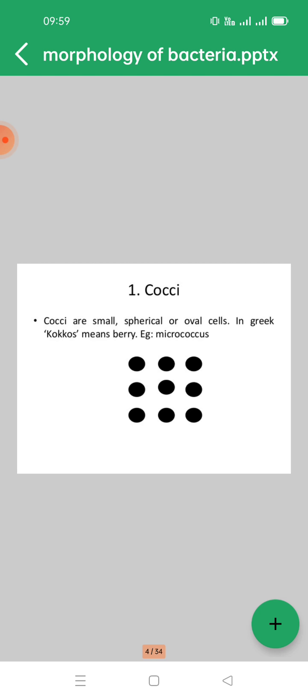So what does cocci look like? Cocci are small spherical or oval cells. In Greek, kokos means berry. An example is Micrococcus. Cocci means a small spherical cell, round in nature, small and spherical in structure.